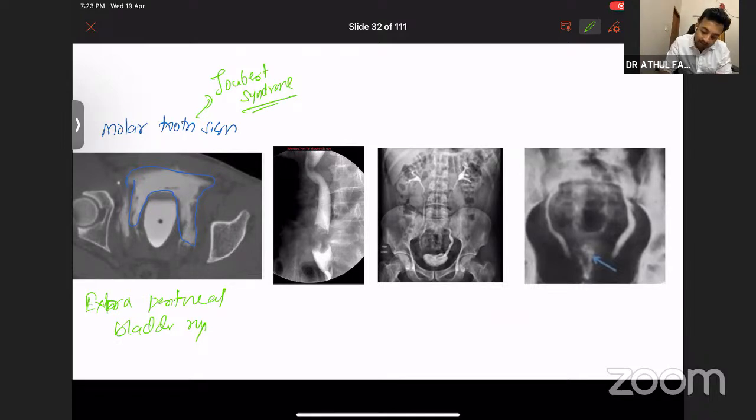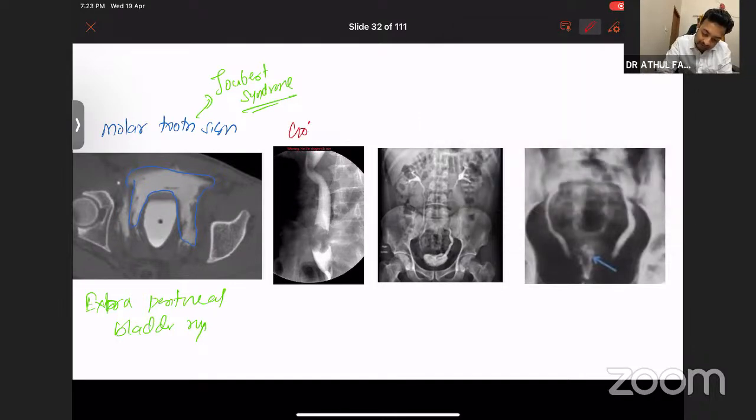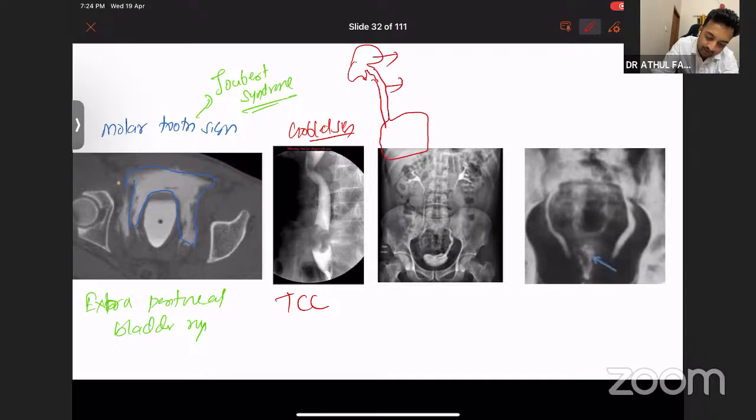Okay. Then this is the classical goblet sign. Okay. This is the goblet sign seen in transitional cell carcinoma. You should remember, transitional cell carcinoma is a tumor that can be seen anywhere in the urothelial tract. Okay. It can be seen in the kidney. It can be seen in the ureter.